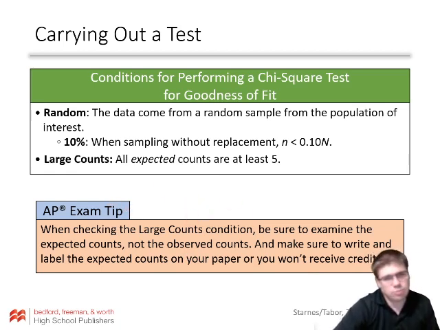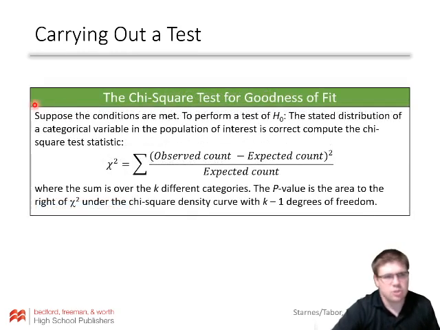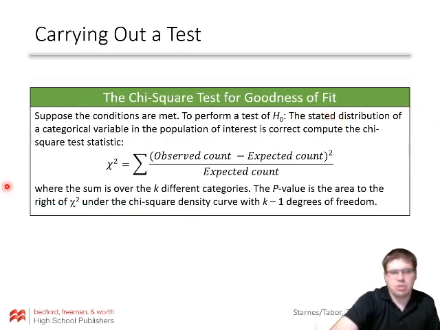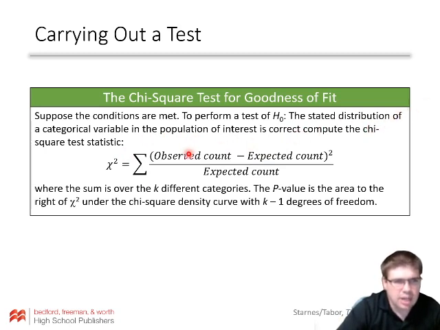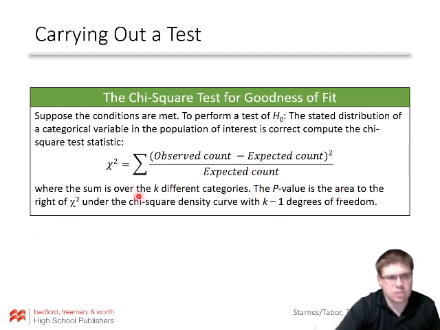So then to carry out the test, we pretty much got all the parts we need. Suppose the conditions of the test are met. Perform a test of the null hypothesis that the stated distribution of a categorical variable in the population of interest is correct. Compute the chi-square test statistic: observed minus expected, squared, over expected, and sum it all up. That's our chi-square test statistic, the sum over k different categories. The p-value is the area to the right of chi-square under the chi-square density curve with k minus 1 degrees of freedom. So let's carry one out.